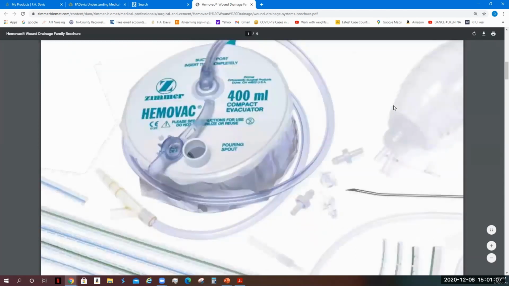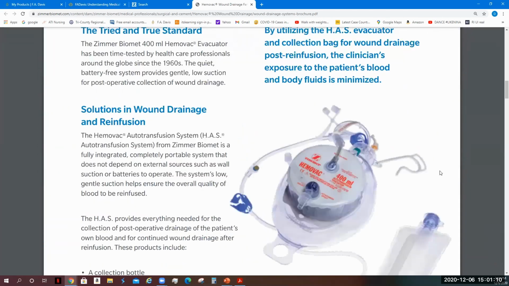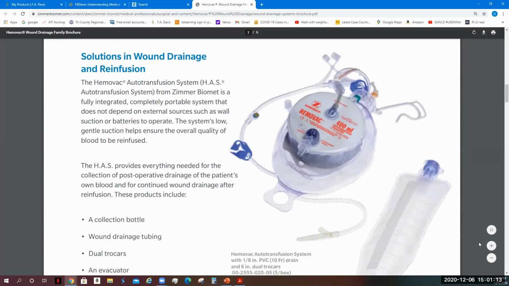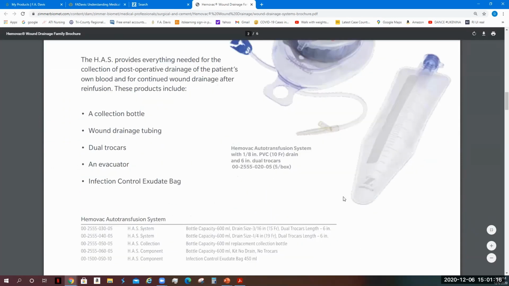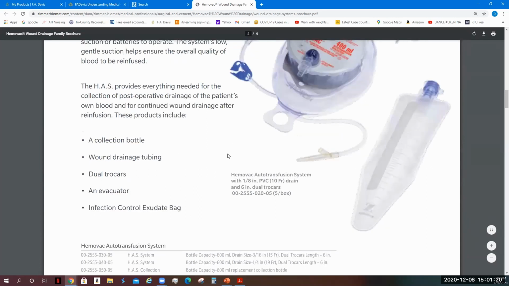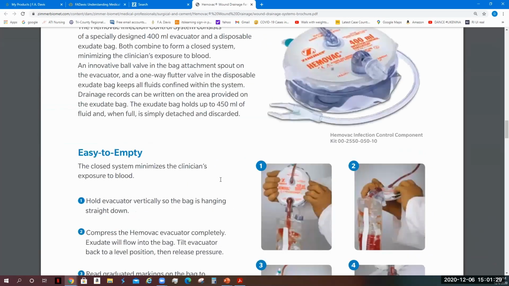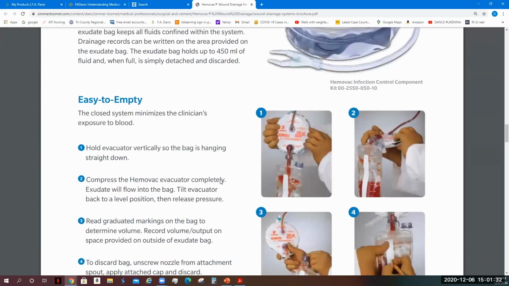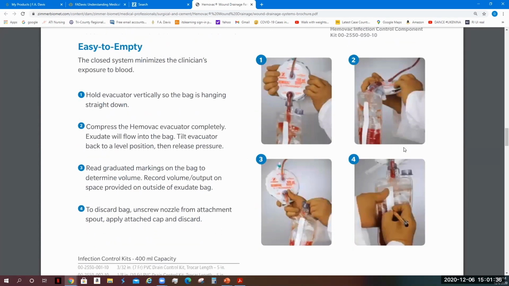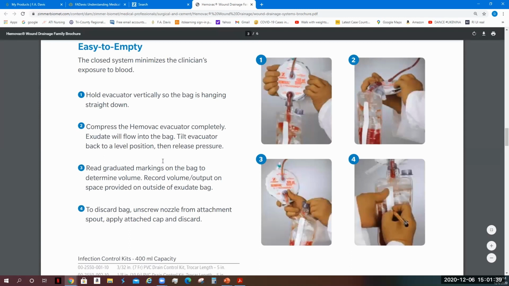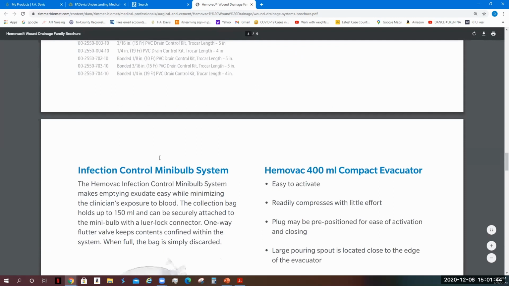This is the Hemovac. And let's see what else they show. Doesn't that look interesting? There's a collection bottle, wound drainage tubing, dual trocars, an evacuator, and an infection control exudate bag. So let's keep looking. They're easy to empty. This is how they're showing the process here. I see. So looks like you can empty it that way.